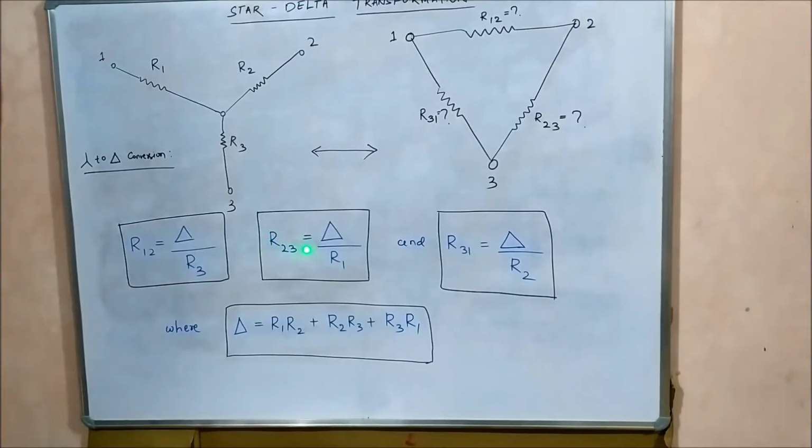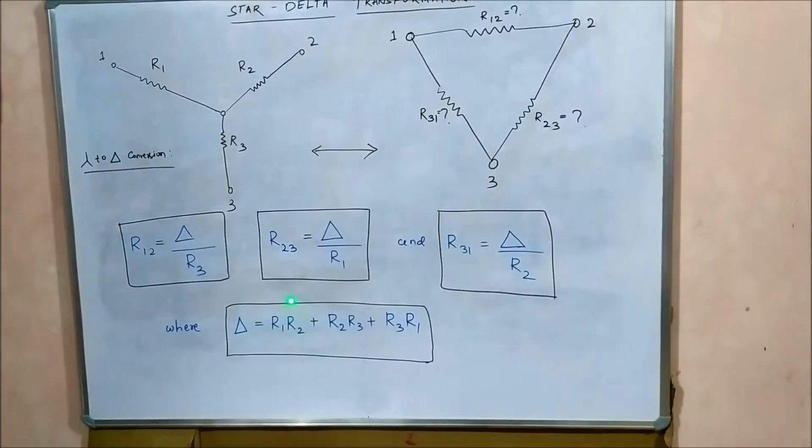Similarly, R23, the resistance connected between points 2 and 3, is delta by R1, and the resistance R31, connected between points 3 and 1, is delta by R2. Now, one easy trick to remember this formula is that the numerator is fixed in all three values R12, R23 and R31. This value is fixed: R1 R2 plus R2 R3 plus R3 R1.